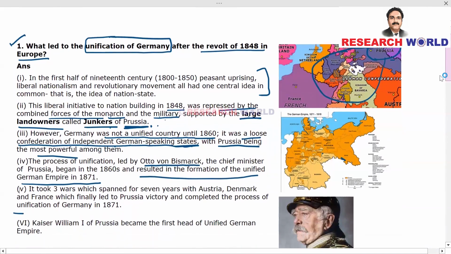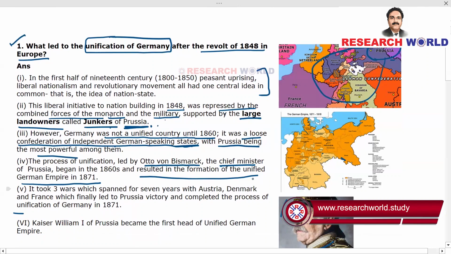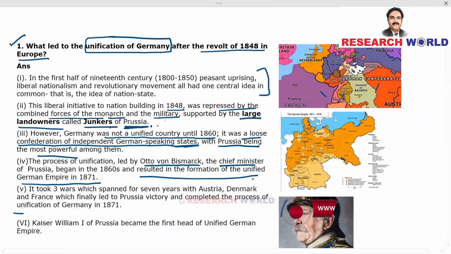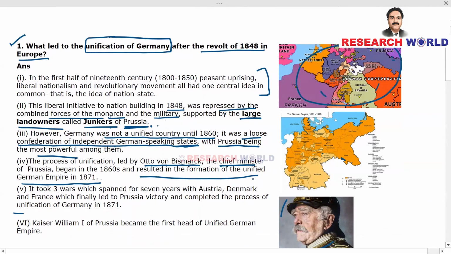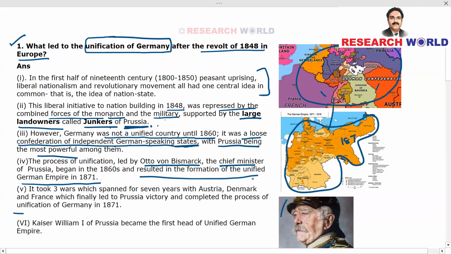You can see a portrait of Bismarck. Bismarck was the chief minister of Prussia, and he led the unification process in the 1860s, and finally that resulted in the formation of a unified German empire in 1871. So from these loose confederations, it got transformed into a single German empire in 1871.